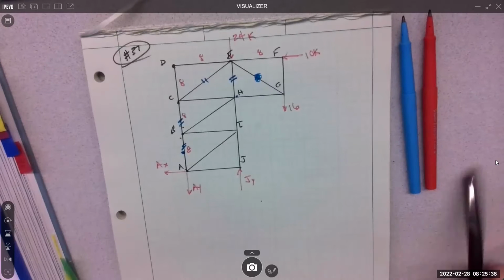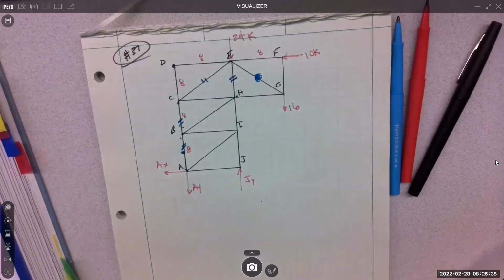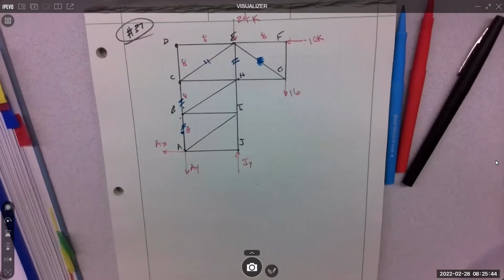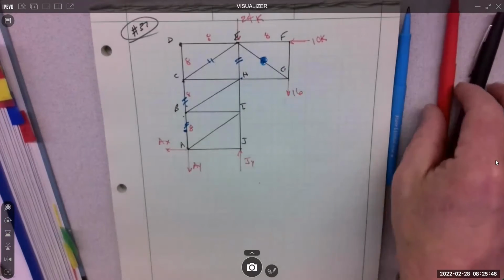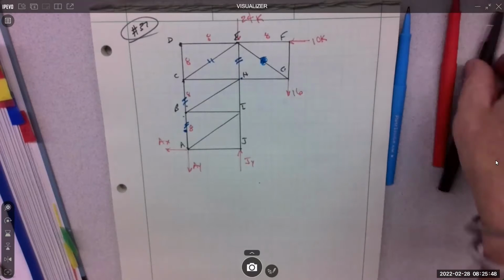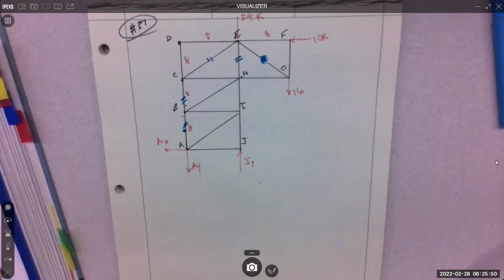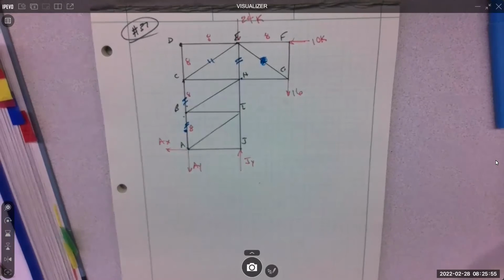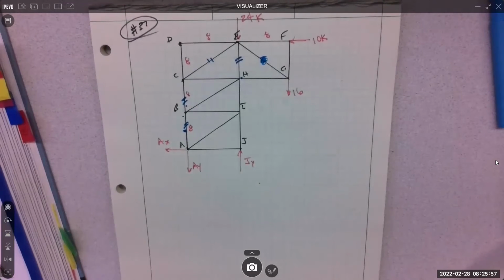So step one, free body diagram, we have that. Step two, choose our method or solve for the reactions if you know you're going to need them. Either one. So what did you do? Anybody have a strategy that they took?